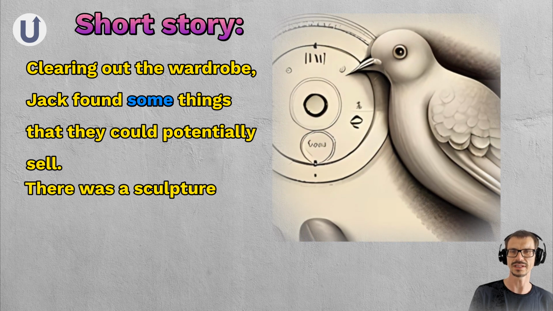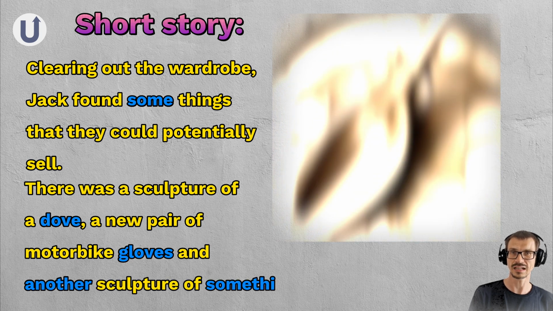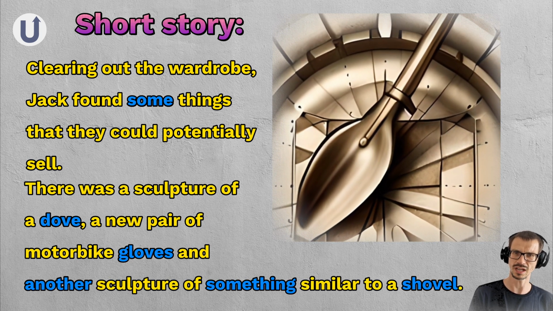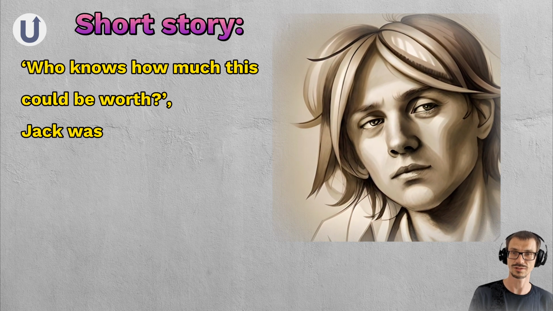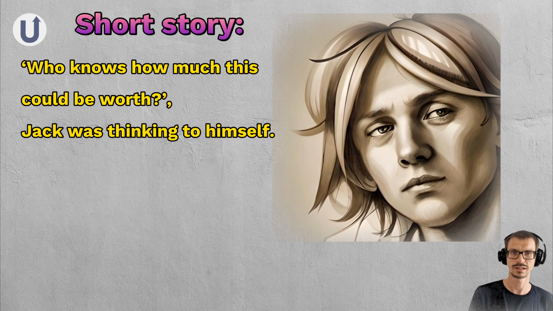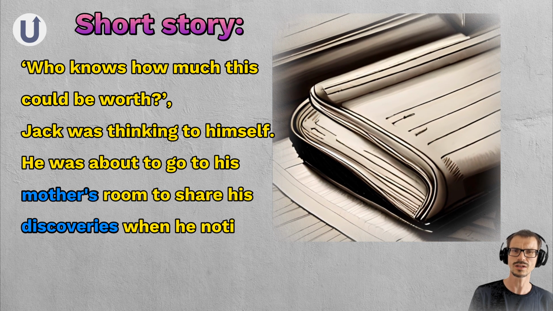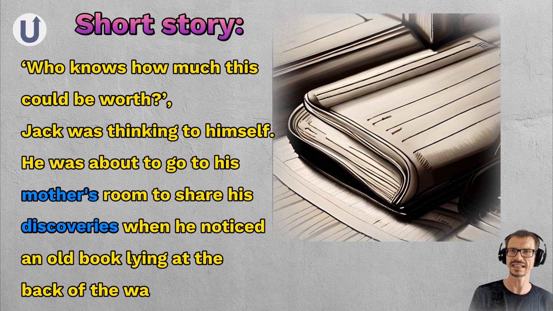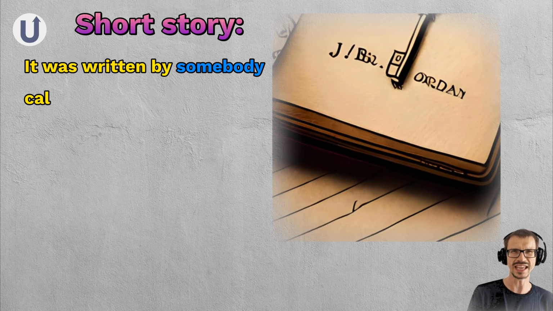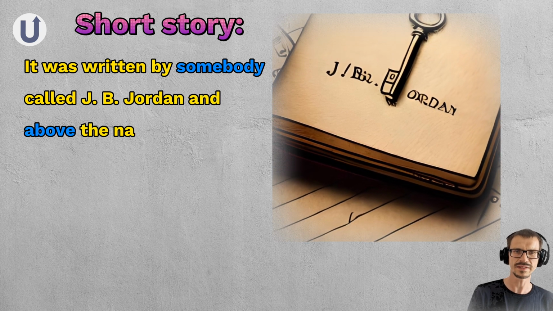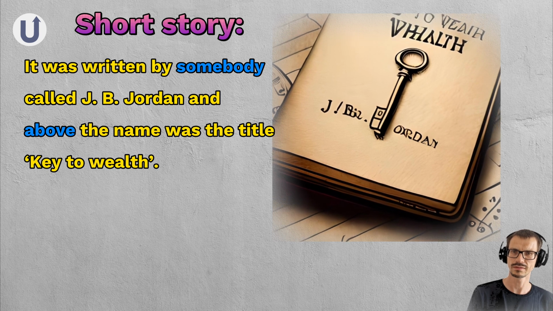There was a sculpture of a dove, a new pair of motorbike gloves, and another sculpture of something similar to a shovel. Who knows how much this could be worth, Jack was thinking to himself. He was about to go to his mother's room to share his discoveries when he noticed an old book lying at the back of the wardrobe. It was written by somebody called J.B. Jordan, and above the name was the title, Key to Wealth.